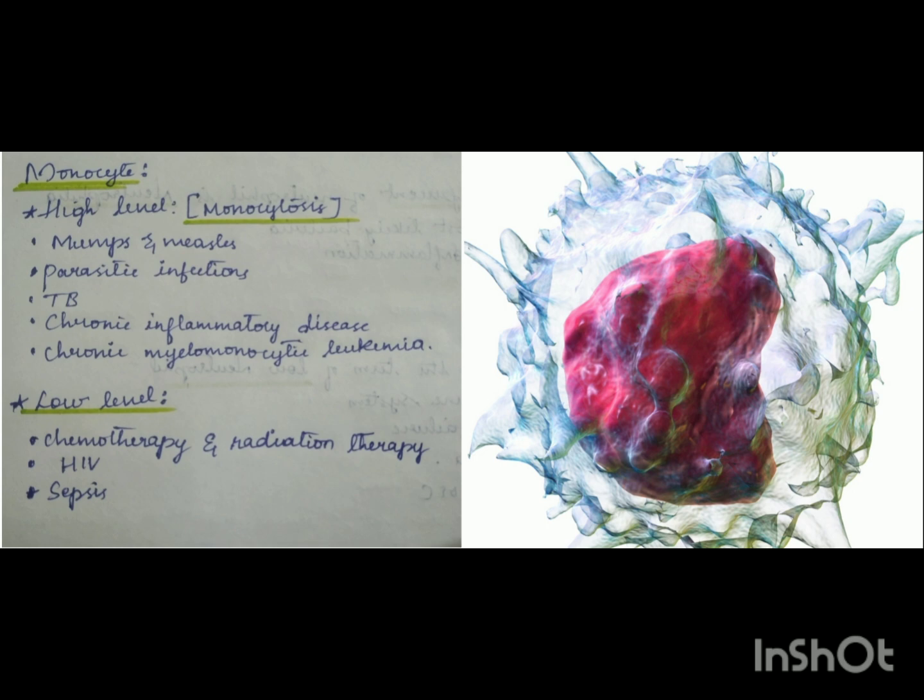Monocyte. In high level, it is known as monocytosis. They are seen in mumps and measles, parasitic infections, tuberculosis, chronic inflammatory disease, chronic myelomonocytic leukemia. In low level, chemotherapy and radiation therapy, HIV and sepsis.